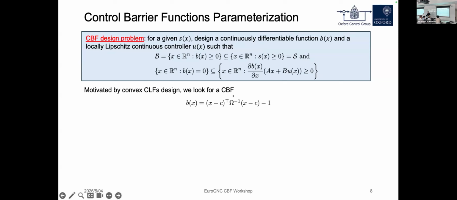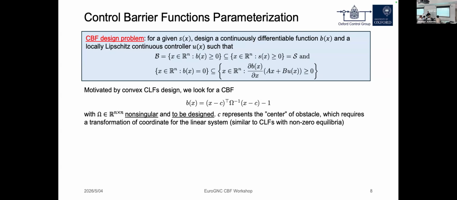By looking for a barrier function which is a quadratic function over X, where X is the full state space over here. We always want to design the barrier function over all the state to get rid of this high relative degree issue. And the design parameter is very simple. It's just this omega matrix over here. We want to design a non-singular omega such that this B would satisfy the above conditions. And similarly, this C represents the center of the obstacle, but now it's on the whole state space, not only on the subspace that you define the obstacle over here.